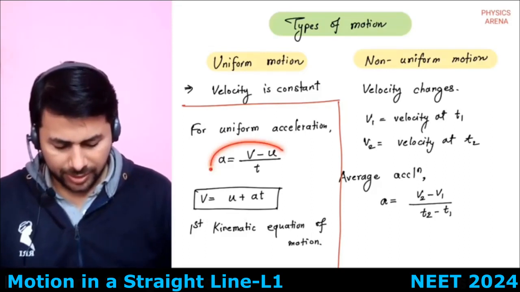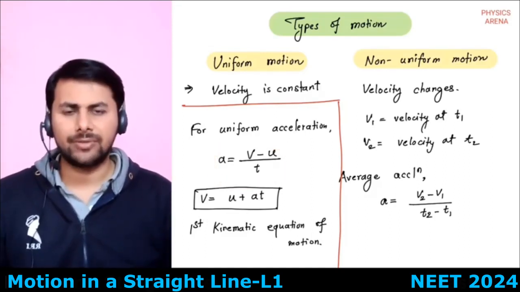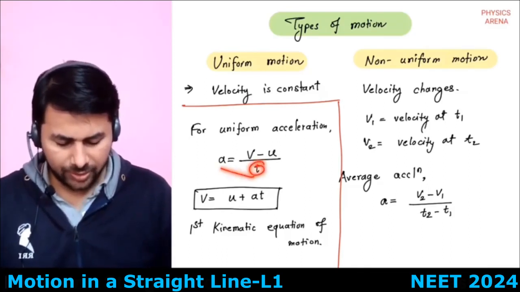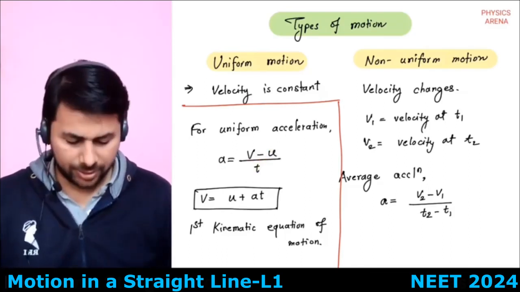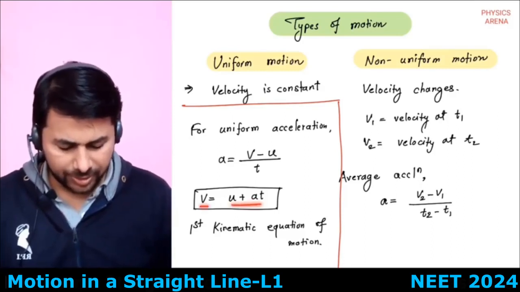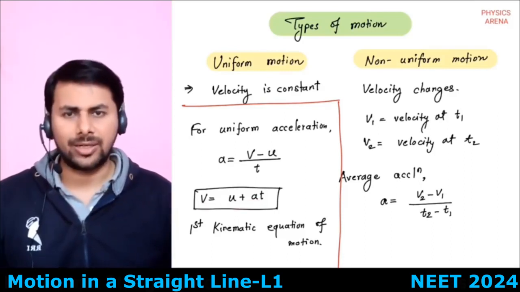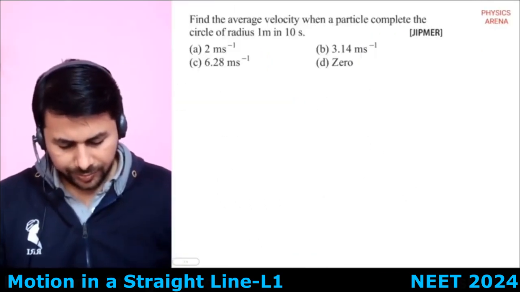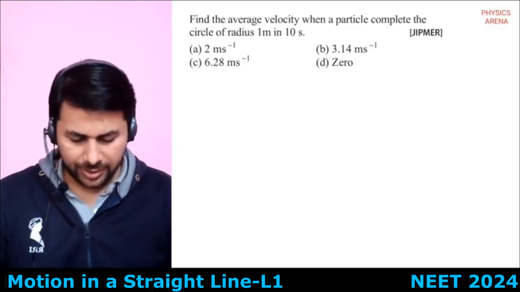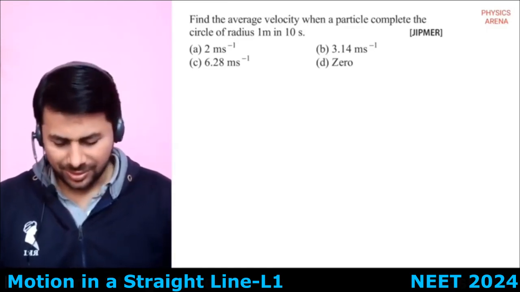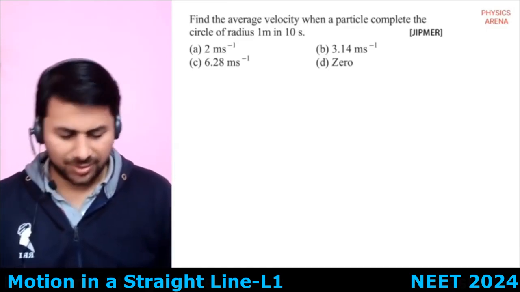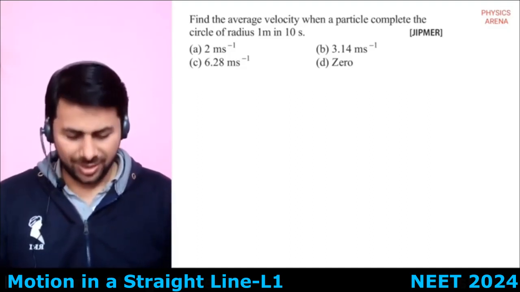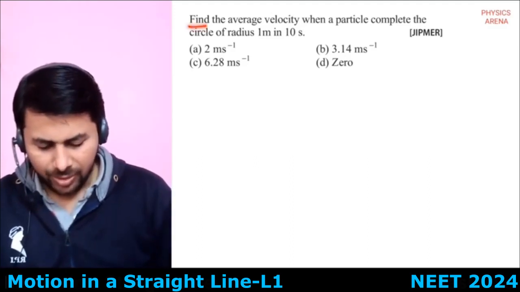So from this we get our first kinematic equation of motion. It is v equals u plus at. If we move this t on this side, and u also on that side, you get v equals u plus at. This is your first kinematic equation of motion. So now let us see some problems, very basic problems that don't require any detailed theory. So let's see this problem.